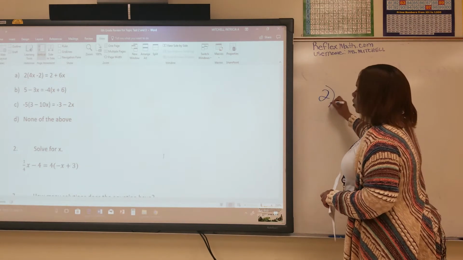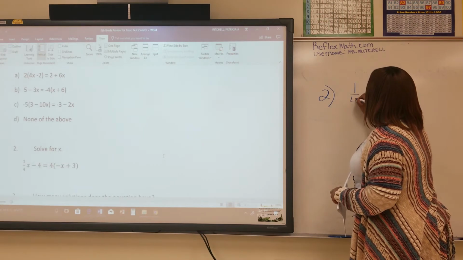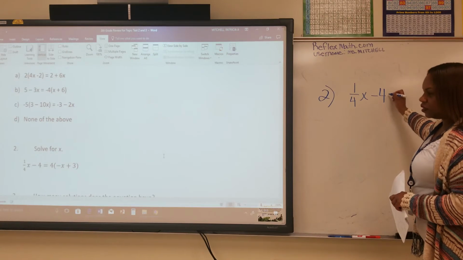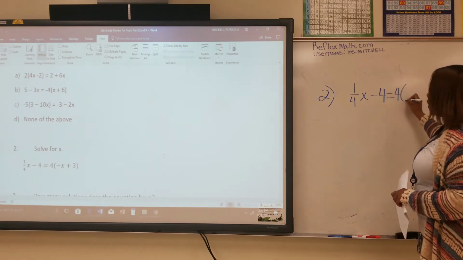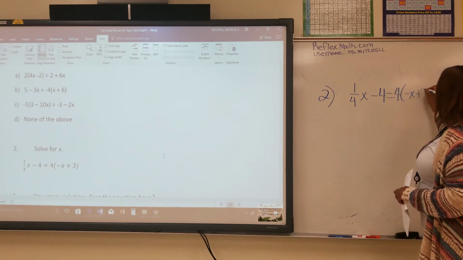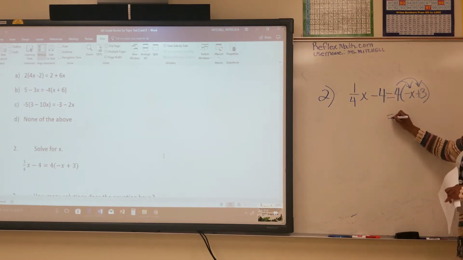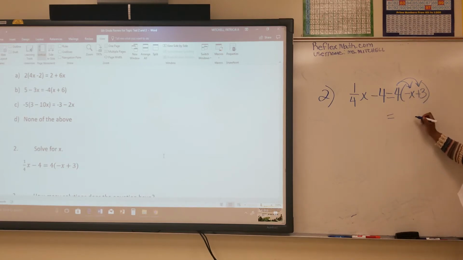All right. 1/4 x minus 4 equals 4 times negative x plus 3. From here, we have to distribute this 4. And when we do, 4 times negative x will give us negative 4x. 4 times 3 will give us positive 12.